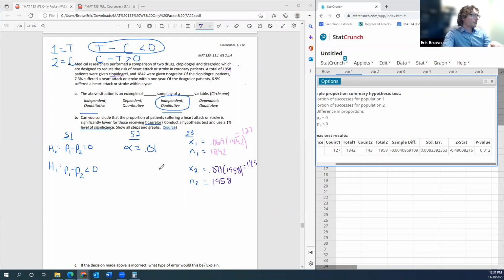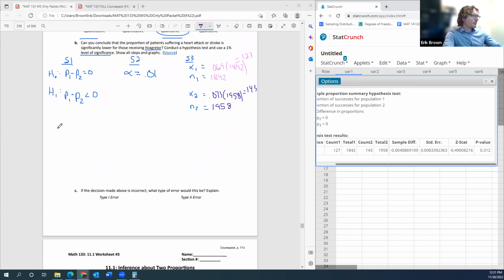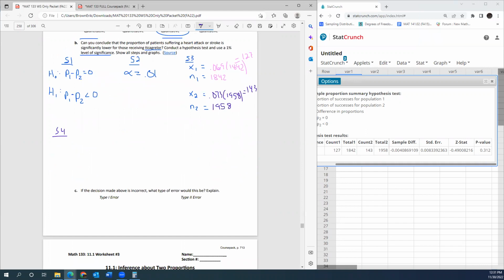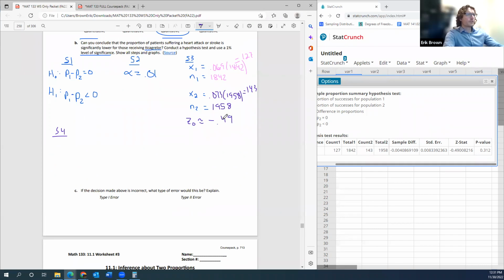So how are you all on filling out steps 4, 5, and 6? So for step 3, we put the Z and the p-value. Okay. This is a strange z-value and a strange p-value.